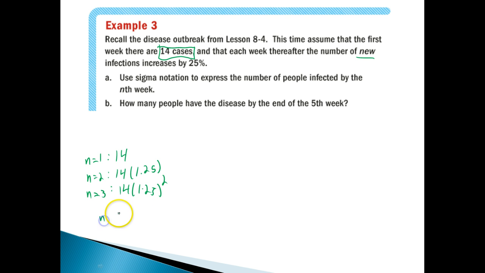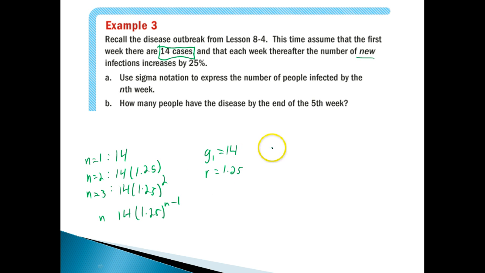So for the nth case, it's going to be 14 times 1.25 to the n minus 1, which is exactly the explicit formula for a geometric sequence. So what we have here, we know G1 is 14. We know our common ratio looks like 1.25. And then our n value here that we're looking for, we're just trying to use sigma notation to find the number of people infected by the nth week.